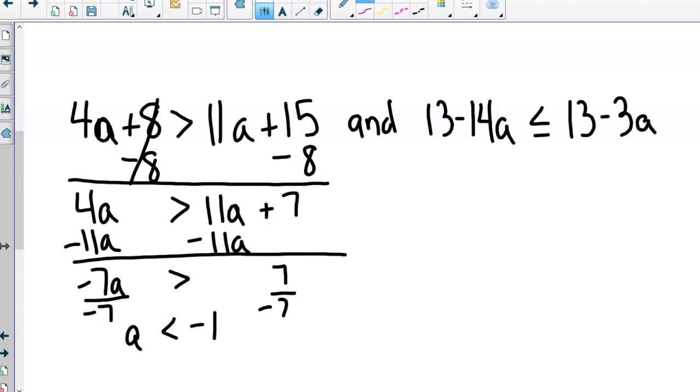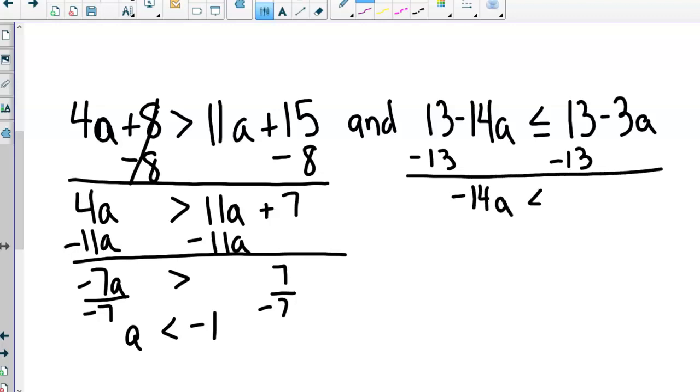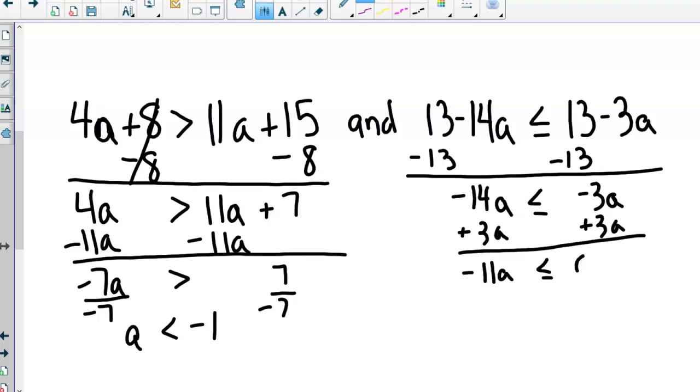All right, so now this one. We would, again, subtract 13 from both sides. So we get negative 14a is going to be less than or equal to negative 3a. Then we would add 3a to both sides. So now we're going to get negative 11a is going to be greater than or equal to 0. Then we would have to divide both sides by negative 11. So we're going to get a has to be greater than or equal to 0. Again, make sure you're flipping the inequality when it's time.